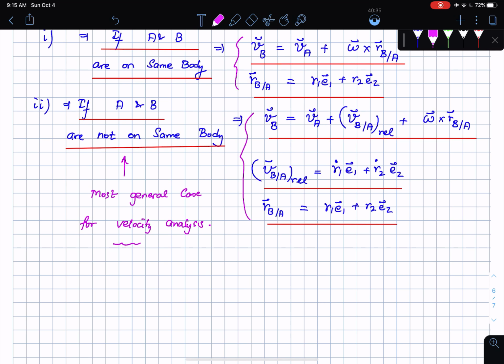Okay, and so what we will do typically is that we will use the big equation here. But then we will say, okay, are A and B on the same body, or are they on different bodies? If they're on the same body, then get rid of this V_B/A relative. If they're not on the same body, then that becomes a scarier proposition, so I have to include this V_B/A relative.